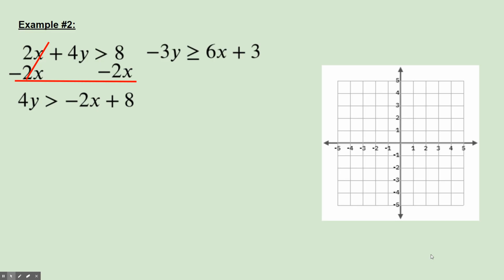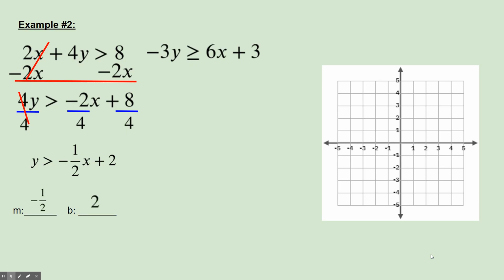The next step is to divide by 4, and I'm going to divide everything by 4. Now, 4 divided by 4 on the left becomes a 1y. So we're left with 1y is greater than or equal to, and we are going to reduce those numbers. So -2 over 4 reduced to -1/2, and 8 over 4 reduced to 2. So now looking at that inequality, we're going to talk about the slope and the y-intercept. The slope is -1/2 because it's a number in front of x. And the y-intercept is 2.